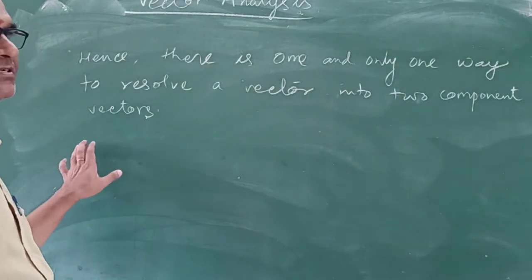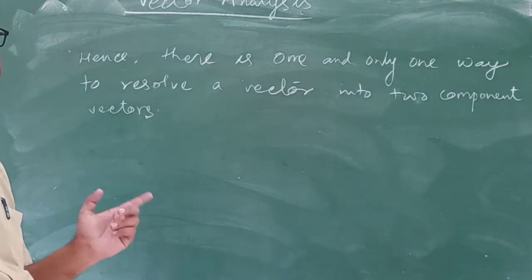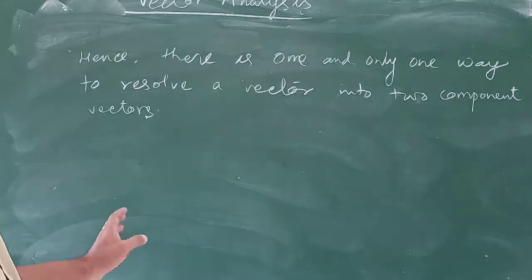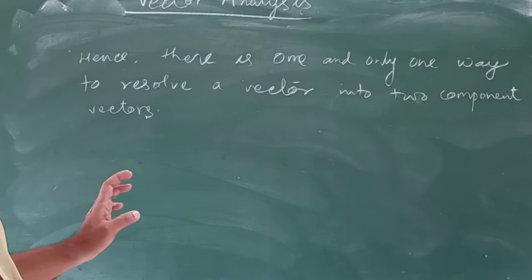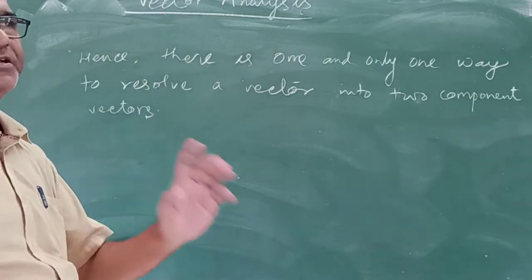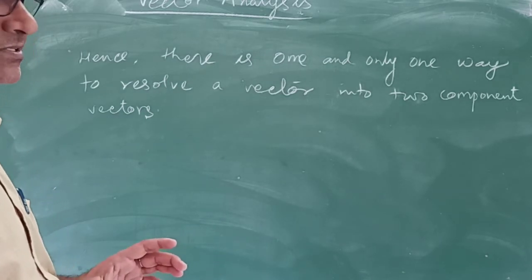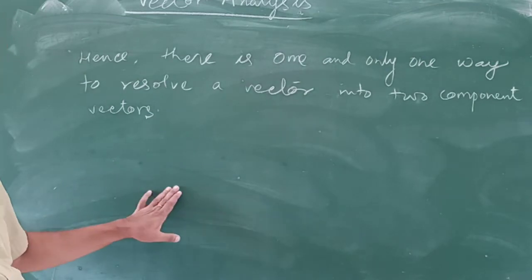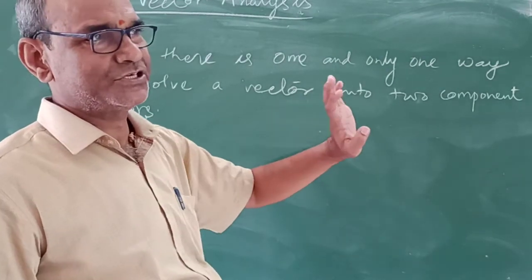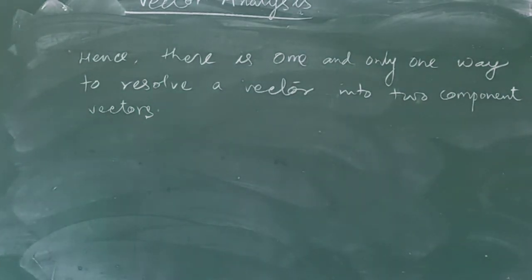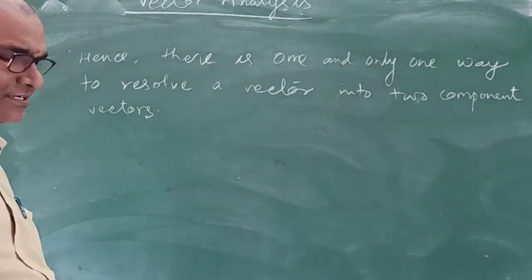This equation is satisfied only if m minus m dash is equal to 0 and n minus n dash is equal to 0, provided vector small a is not equal to 0, and vector b is also not equal to 0. Therefore, m minus m dash is equal to 0, m is equal to m dash. n dash minus n is equal to 0. Therefore, n is equal to n dash. Hence, there is one and only one way to resolve a vector into two component vectors.